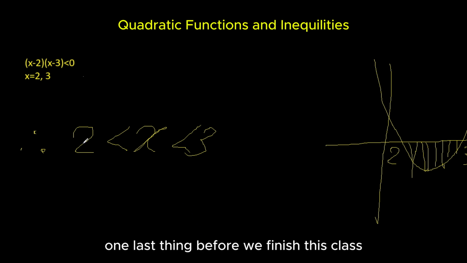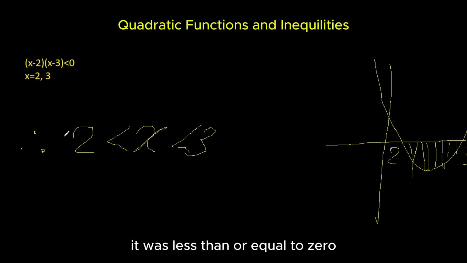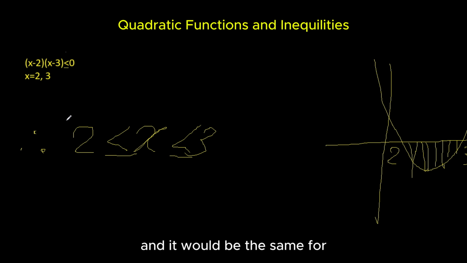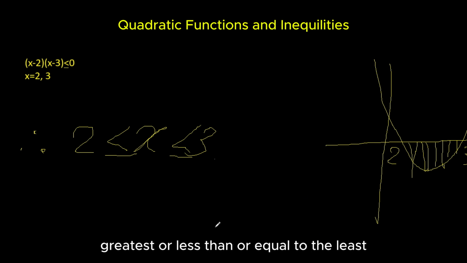Okay, one last thing before we finish this class. What if instead of just being less than 0, it was less than or equal to 0? The only difference that there would be is that you would put less than or equal to and less than or equal to, and it would be the same for if it was greater than or equal to. You just write greater than or equal to the greatest, or less than or equal to the least.